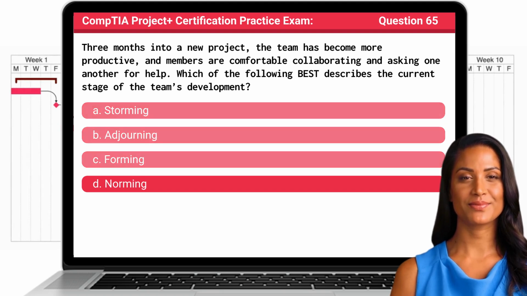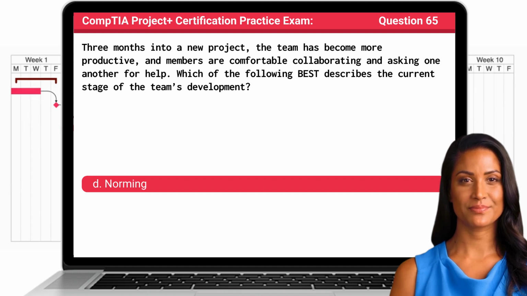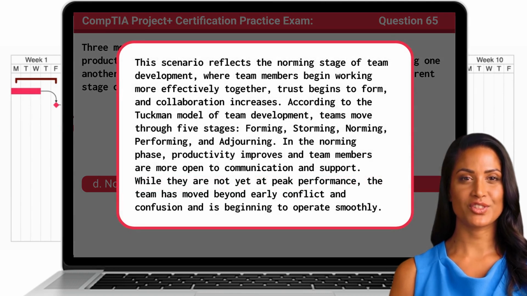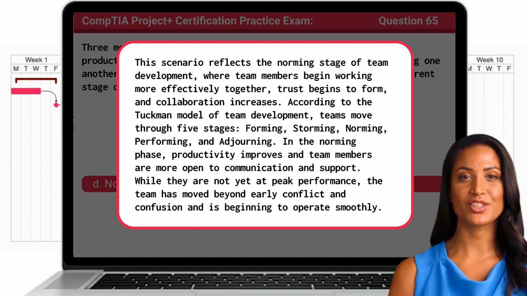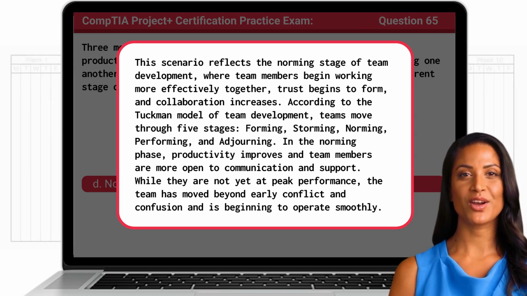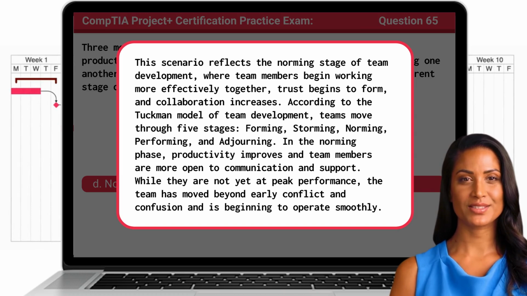The answer is D. Norming. This scenario reflects the norming stage of team development, where team members begin working more effectively together, trust begins to form, and collaboration increases. According to the Tuckman model of team development, teams move through five stages: forming, storming, norming, performing, and adjourning. In the norming phase, productivity improves and team members are more open to communication and support. While they are not yet at peak performance, the team has moved beyond early conflict and confusion and is beginning to operate smoothly.